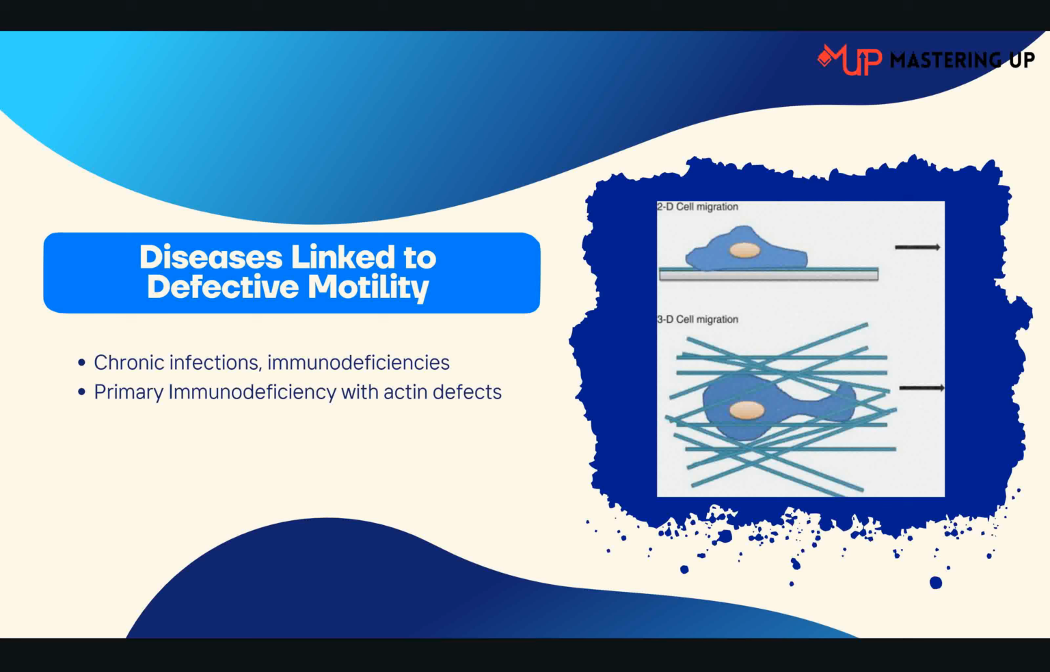Now let's see diseases linked to defective motility. Defective motility can weaken immune responses. For example, genetic conditions like Wiskott-Aldrich syndrome involve mutations in an actin-regulating protein. This will hinder the immune cell movement, leading to chronic infections and also immune deficiencies.